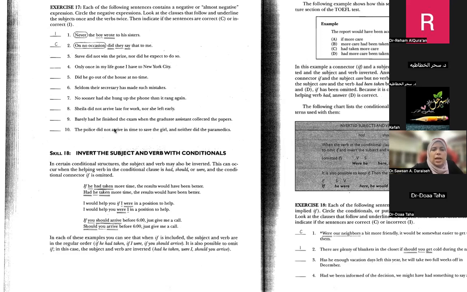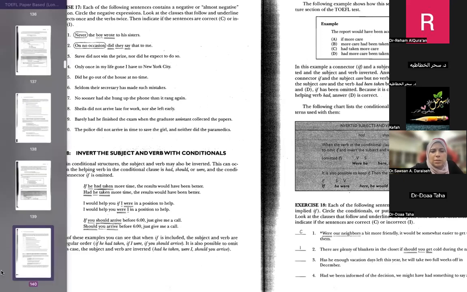Okay. So anyway, we want to look at this area. What's the problem here? There's a problem, Dr. Riham. Can you tell me what the problem is? I'm circling the place where there's a problem. I want you to think about what the problem is. "And neither." Do you think "and" is suitable? No, it's not suitable.